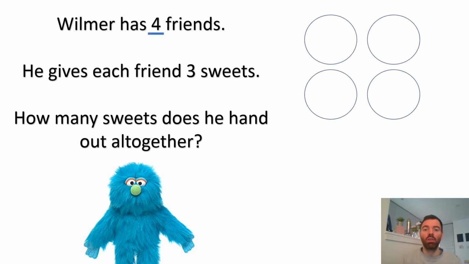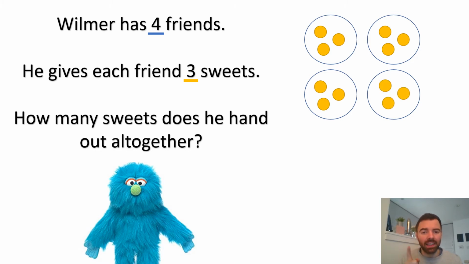So he's got 4 friends. What I can do is I can draw that. 1, 2, 3, 4 circles. And now he gives each friend 3 sweets. So I could draw in each friend 3 sweets. They get 3 sweets. They get 3 sweets. They get 3 sweets. And they get 3 sweets.